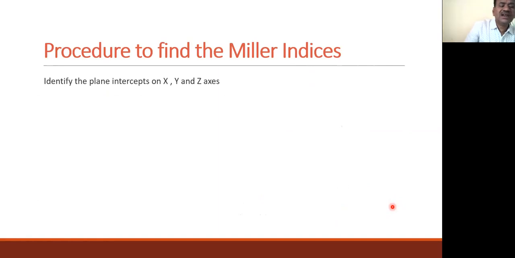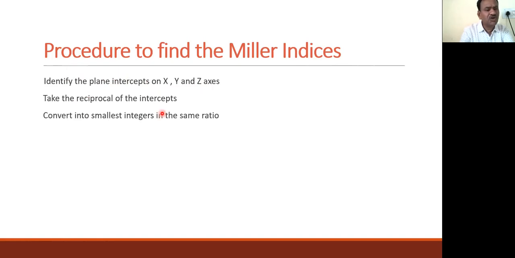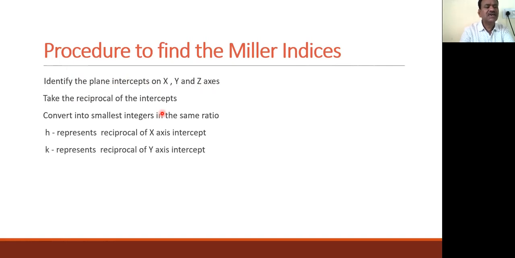The procedure to find the Miller indices. What is Miller indices? I'll tell you later. I have to give you one example, otherwise you can't understand what Miller indices is. Definitely, you will not understand. First, identify the plane intercepts on the x, y, and z axis. Then take the reciprocal of the intercepts. Next, convert into the smallest integers. Then h represents the reciprocal on the x-axis, k represents the reciprocal on the y-axis, and l represents the reciprocal on the z-axis.